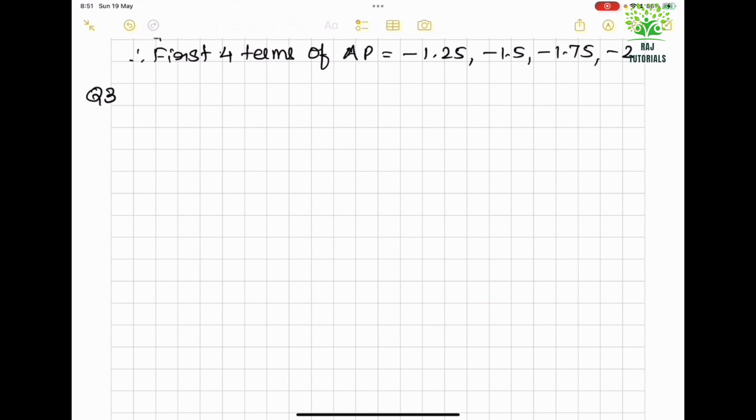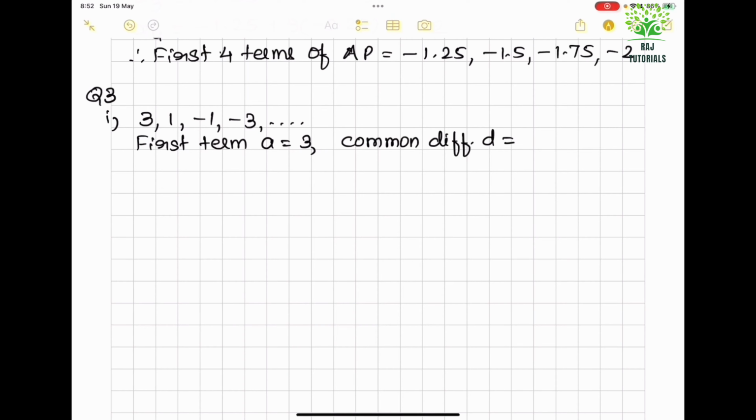Now, question third says, for the following APs, write the first term and the common difference. So, first one is 3, 1, minus 1, minus 3, and so on. So, first term A equal to 3, common difference D equal to 1 minus 3, that is minus 2. And it will continue in all the terms. If I find for all the terms, the difference will be the same.